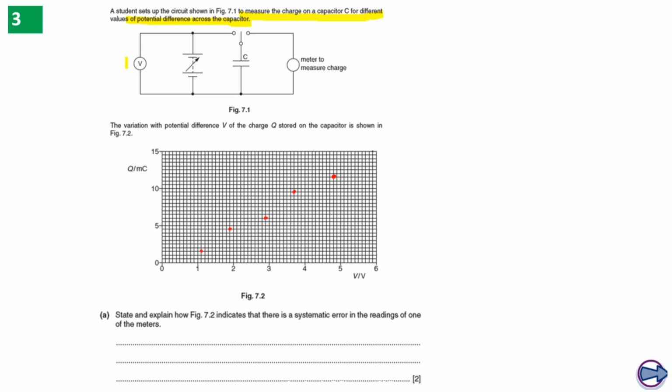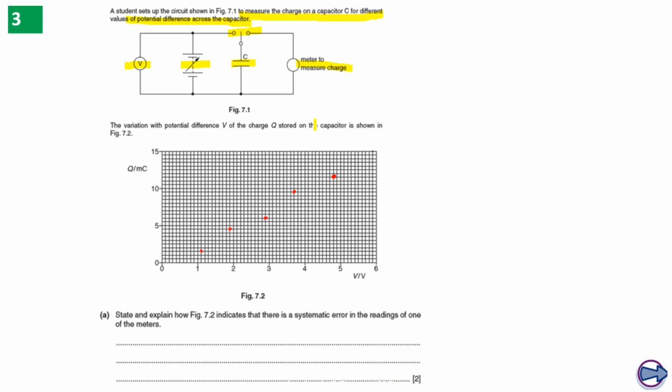The experimental setup is given to us. As you can see here, a voltmeter is connected across the power supply, and this is a variable power supply. A capacitor is also given to us. A switch is connected here, and a meter is used to measure the charge on the capacitor.